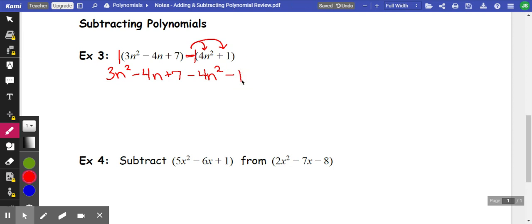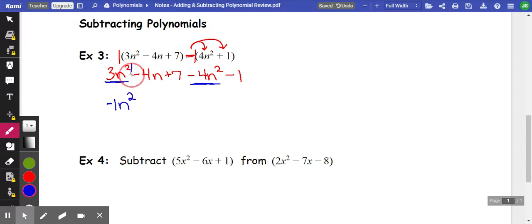Once you distribute that negative 1 and those parentheses are gone in your subtraction problem, it then becomes a combining like terms problem, just like we did for addition. So these are essentially the same types of problems, just with an extra step. Okay, so I'm going to start with my n squared. So I have 3n squared, and over here I have a minus 4n squared. So 3 minus 4 leaves me with negative 1n squared. So when we're subtracting, same as addition, those exponents stay the same.